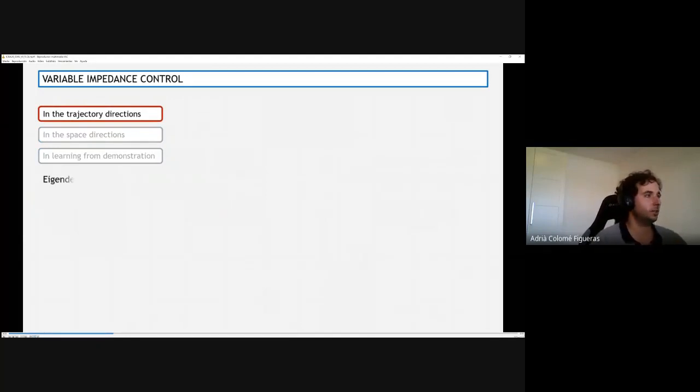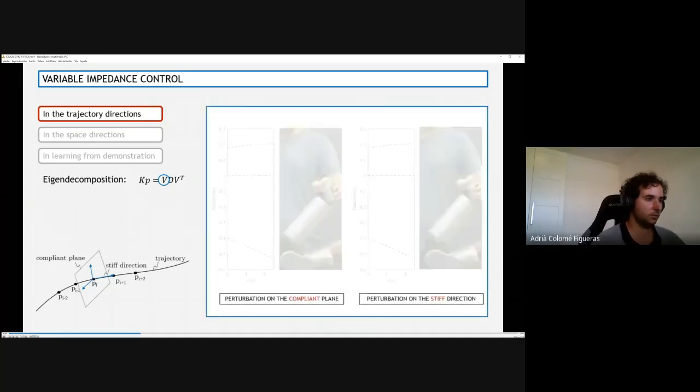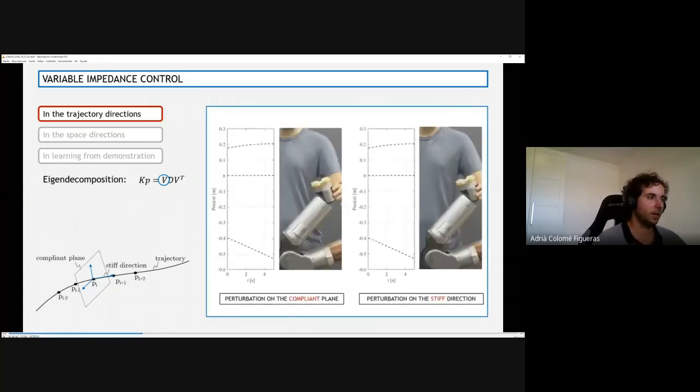And then we explored different ways of controlling the impedance or gains of the robot. One of them is in the trajectory directions. So basically, if we build the controller gain with a decomposition, then we would use this vector. We would set a stiff gain on the direction in which the robot is moving, and then put a very compliant behavior on the perpendicular plane. So the robot is going towards the goal, but you can still move it to the sides, and it will not be very rigid.